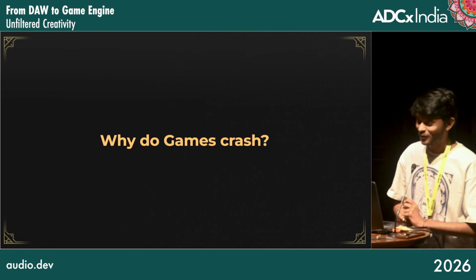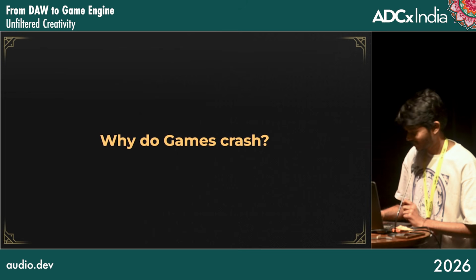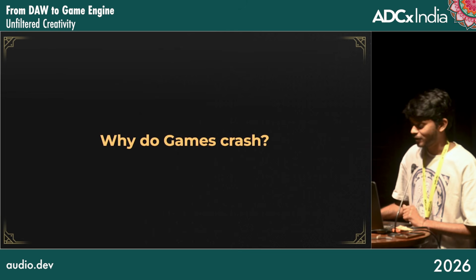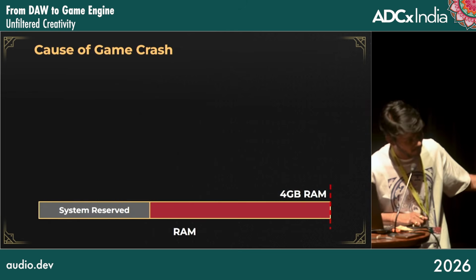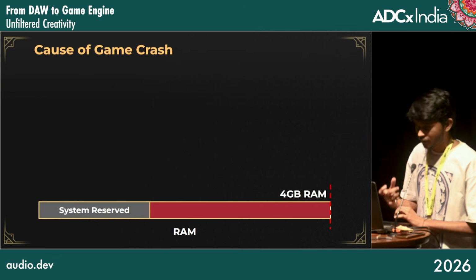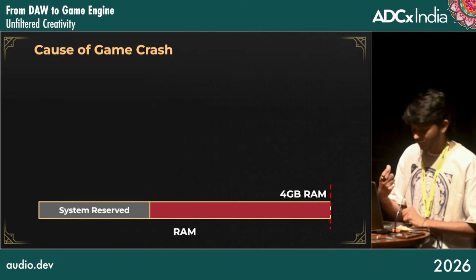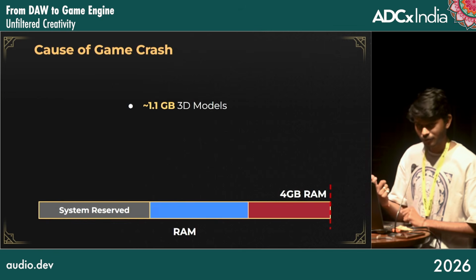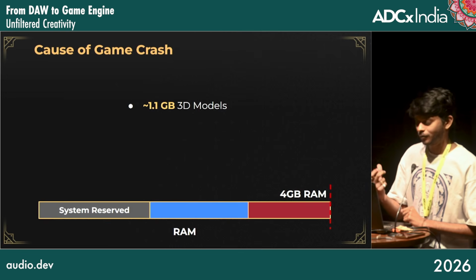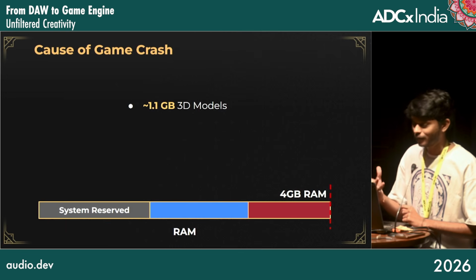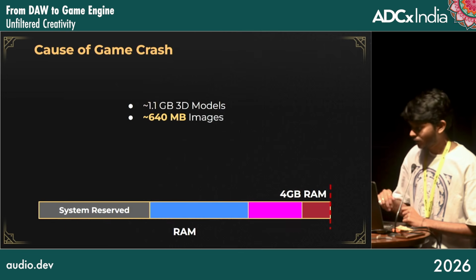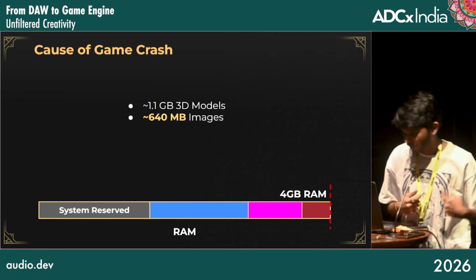Okay. Why do games crash? So let's study why do games crash. Again, this is a low-end device of 4 GB RAM. Some amount is consumed by system reserved. When we start games, some amount is consumed by game models like 3D models of the game. And you can see that's filling in the below side.